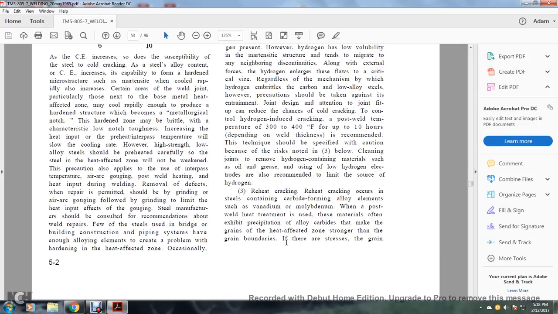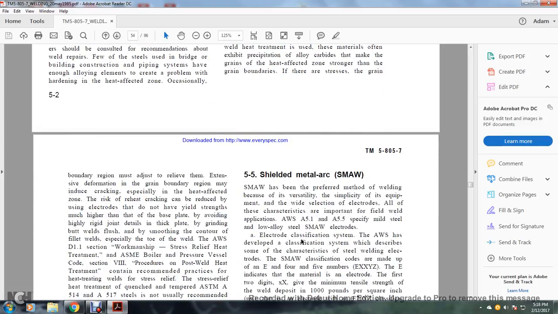Reheating cracking. Reheating cracking occurs in steels containing carbide-forming alloy elements such as vanadium and molybdenum. Post-weld heat treatment is used, but those materials often exhibit precipitation of alloy carbides, which make the grains of the heat-affected zone stronger than the grain boundaries. If there is stress in the grain boundary region, it must be relieved by extensive deformation of the grain boundary region, but this induces cracking, especially in the heat-affected zone.